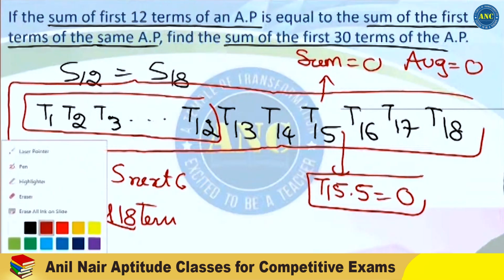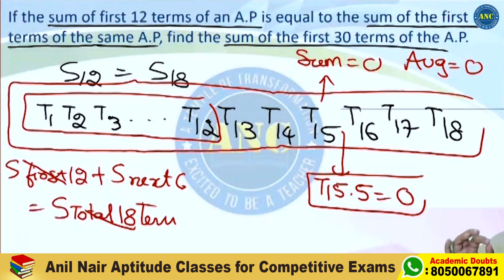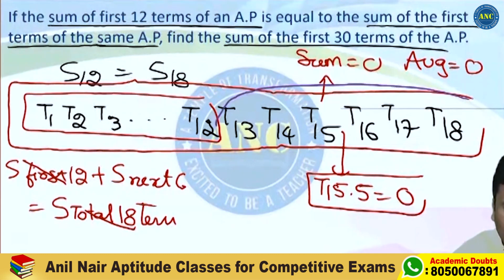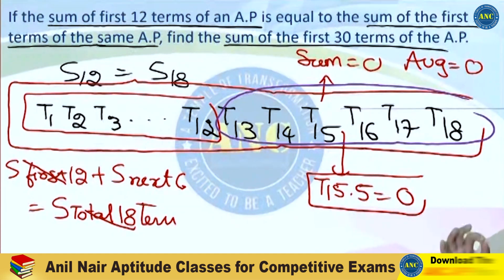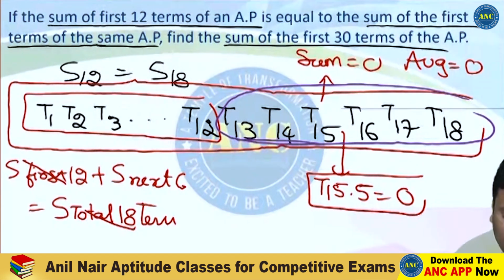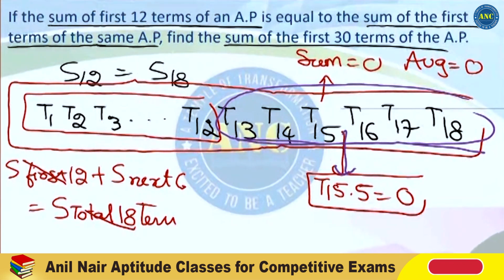T15.5 is 0. Again, I am explaining. Sum of first 12 is equivalent to sum of first 18. First conclusion: the sum of the last 6 terms is 0. 3 to the left, 3 to the right. The middle value, T15.5, is 0.